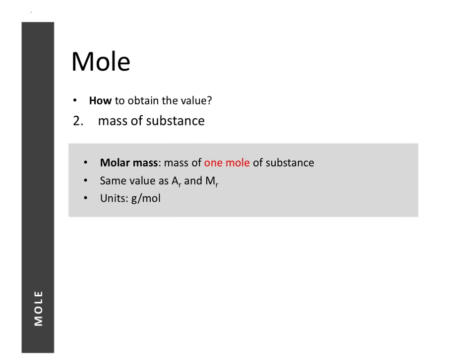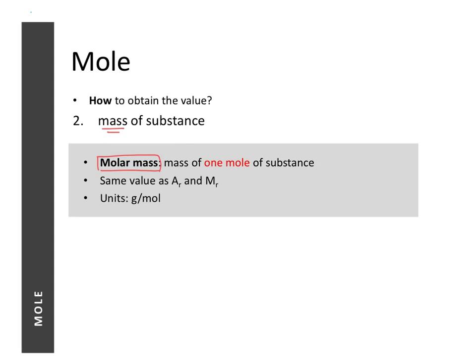Now we're going to look at another method to obtain number of moles. Alright, previously we saw if you are given number of particles, we can actually divide the number of particles by Avogadro's number to get number of moles. So right now we're going to learn another method. In this method, if we are given the mass of a substance, we can actually find number of moles. And how do we do that? We need to first define another term. Alright, this term is called molar mass.